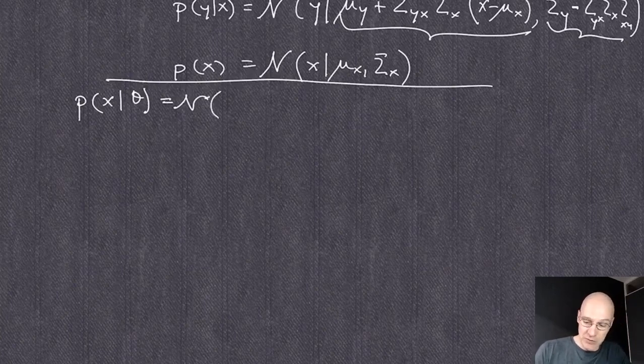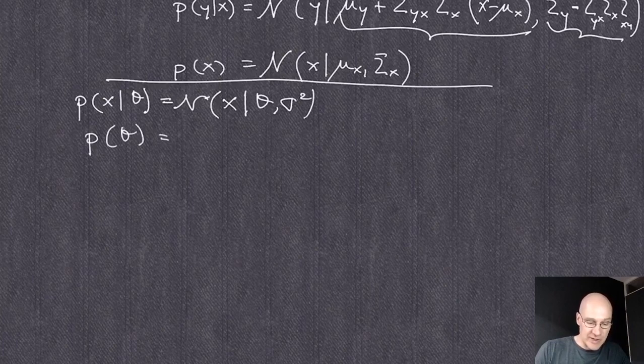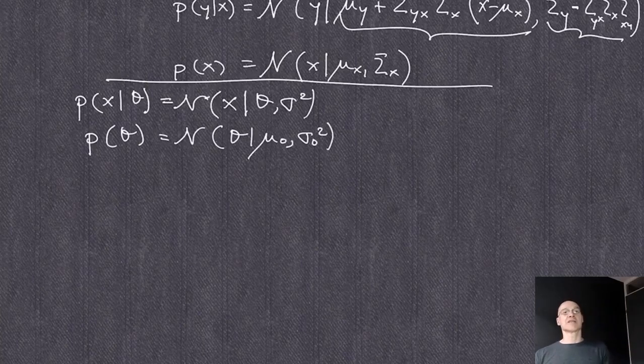So the likelihood was a Gaussian over x given theta and sigma squared, and the prior for theta was a Gaussian over theta with mu 0 and sigma 0 squared. That's my prior. This is something we did in the previous video. Now I can rewrite this, right?